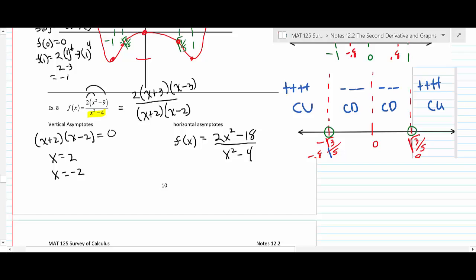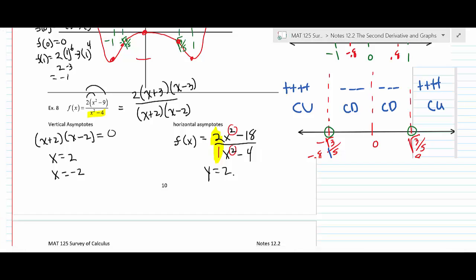Okay, can you guys tell where the horizontal asymptote is just by looking? y equals 2. Remember what we learned: if the degree of the top and bottom are the same, which is 2, the degree is the highest exponent, then the horizontal asymptote is the ratio of what we call leading coefficients. Those are the numbers in front of those highest powers. So we say y equals 2. So we've already got that piece of information.